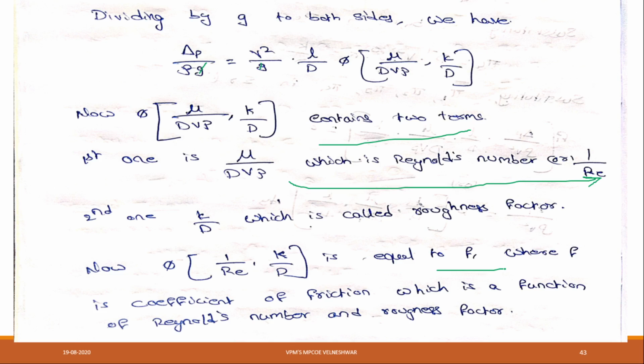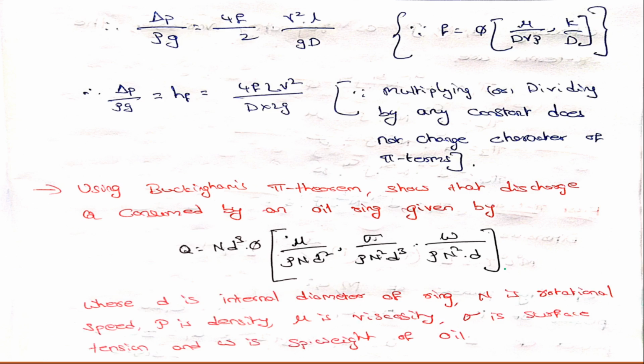Instead of all these values, I am taking f as the value. So delta P by rho g is equal to 4f by 2 into v square by L divided by gD. The whole term I am taking as the f value. So delta P by rho g is equal to hf, that is the head loss, equal to 4f L v square by 2gD.